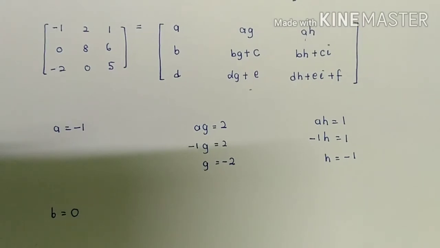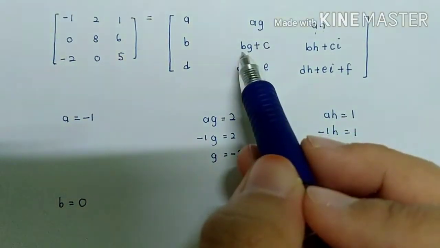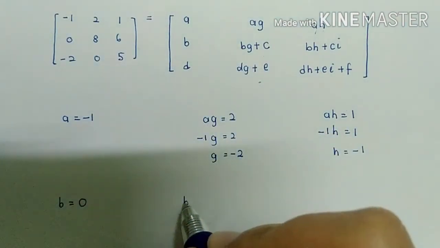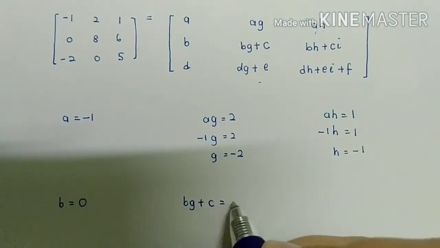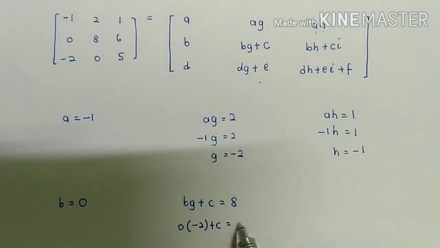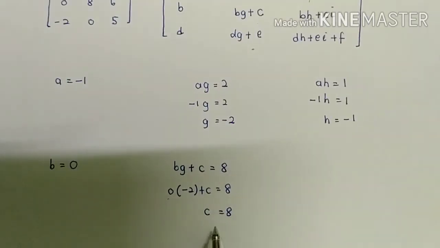Okay, BG plus C equals to 8. So we substitute value of B, 0. Value of G is negative 2 plus C equals to 8. So 0 times negative 2 is 0. So plus C. Oops, sorry. So C is equals to 8.